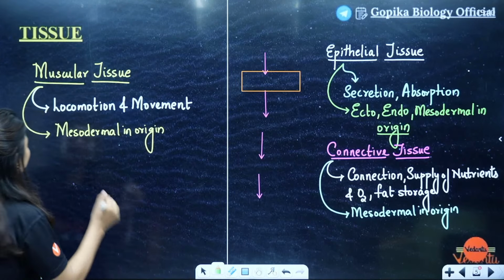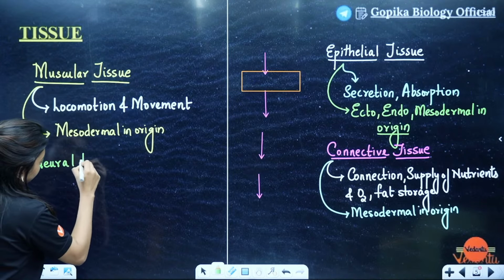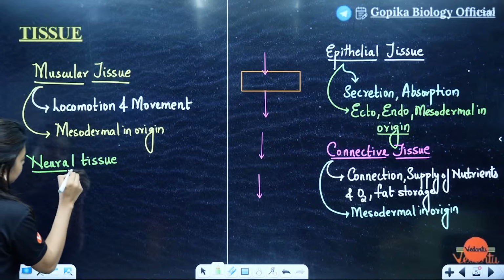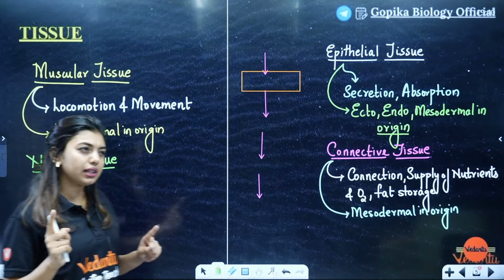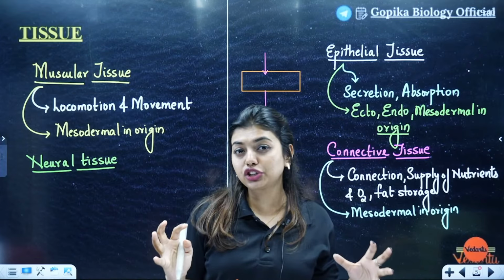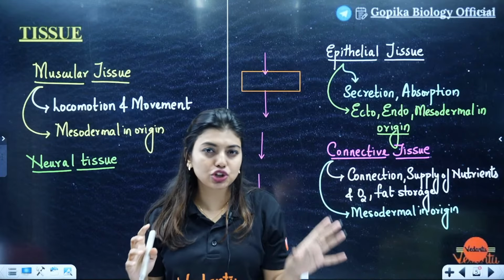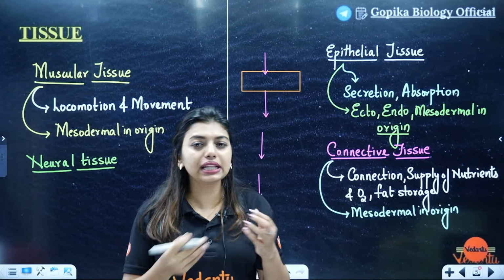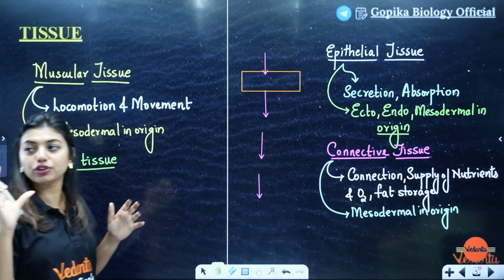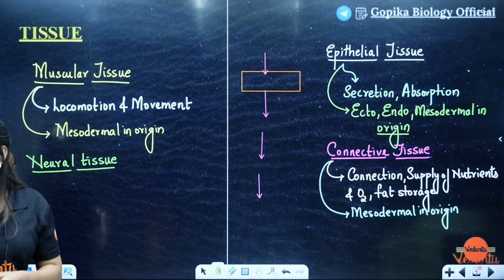Okay, next one is going to be neural tissue. Now, neural tissue, what are they going to be? Ma'am, they are going to help with electrical impulse. So mainly what is their function going to be, students? Their main function is going to be transmission, right? Transmission of the electrical impulse, helping in the transport of the signal. So the main thing I'm going to write in just one word: transmission.